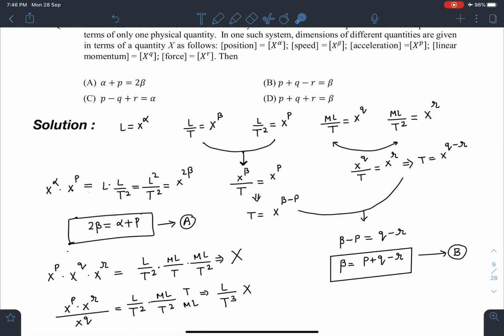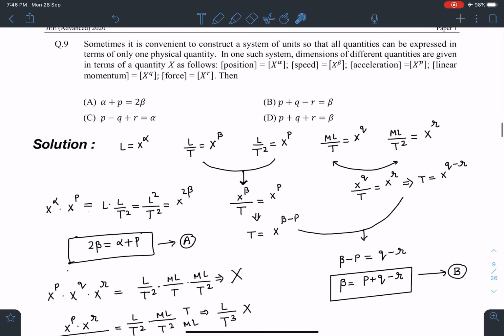So you will be getting here, when we multiply, if you see this here, x to the power beta by t, I'm just substituting here this L by t value. So I'm getting this t value. When I include this, I'm going to get b is equal to p plus q minus r. This way it is slightly tough to check these options.